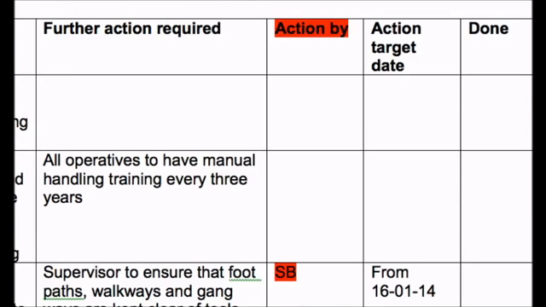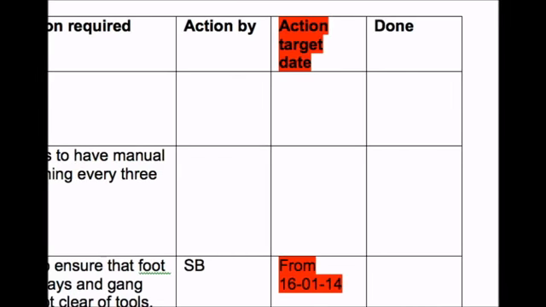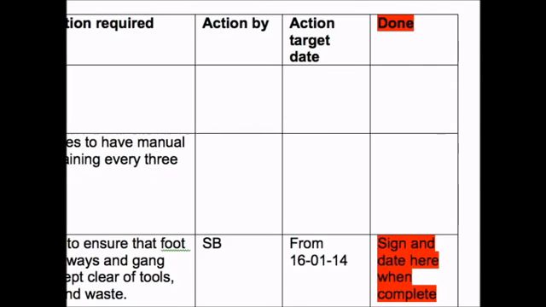The next column gives us the initials of the person responsible for the further control measures, and the following column gives us a target timescale for implementing further measures. The target timescale may be from the start of the contract, by a certain date, or from a certain date. The final column is a tick box, simply sign and date once further actions have been implemented.